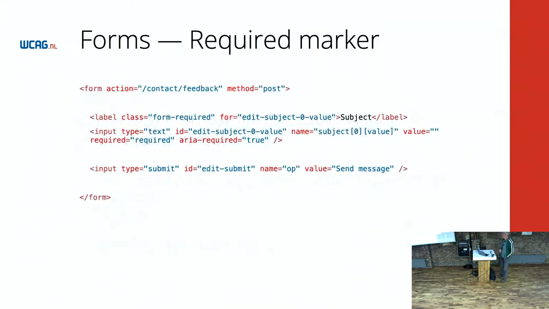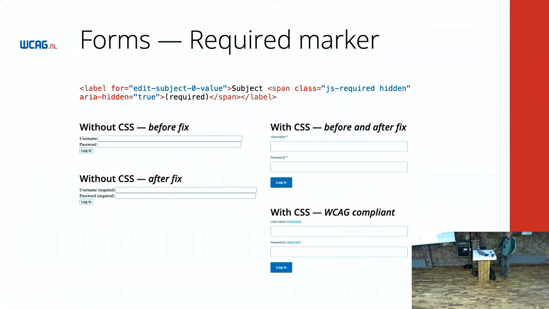So what does this ticket do? We have a simple form here. Let's say we have a contact form. This is from the basic Drupal contact form. It will add a form with a label. Let's say that is the subject. The input type is text and it's required. And then there is a submit button, of course. What this specific issue does is that it adds the word required between brackets in the label.